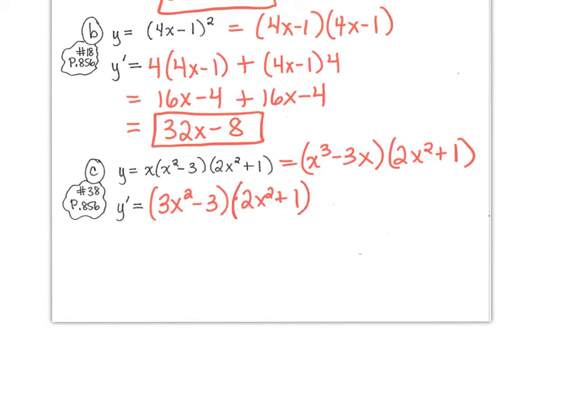Go ahead. Plus the quantity x to the third minus 3x times the quantity 4x. You got it. Very good. Now, what do we do from there? Distribute. Go ahead.